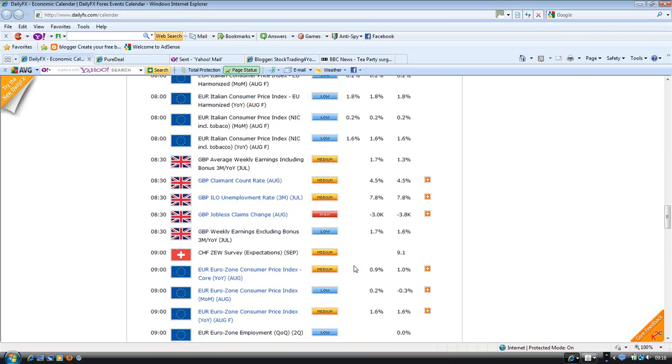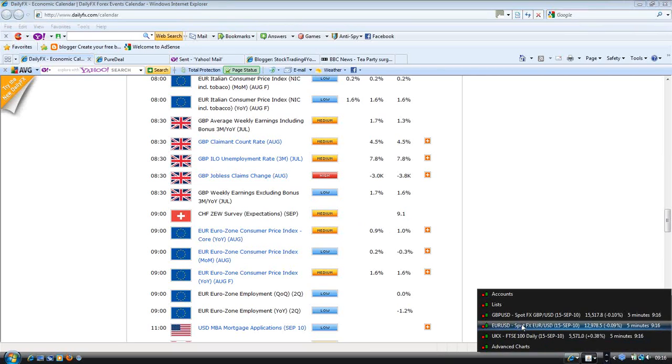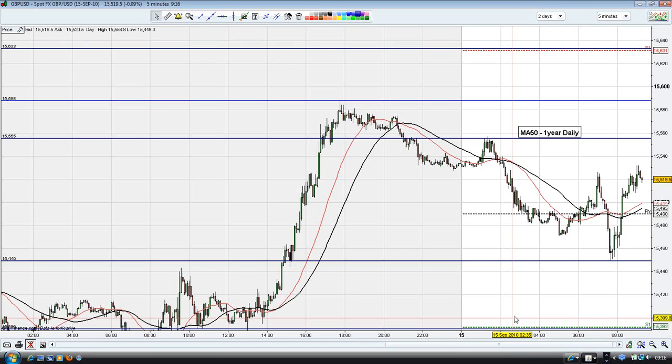But we're also aware that another report is coming out at 10 o'clock, the Eurozone Consumer Price Index, which is of medium importance. But the Consumer Price Index is also an important report. So we have to be aware that those two reports are due out shortly. So we'll have a look at our chart and see what opportunities we have to day trade. We'll start with the pound dollar.